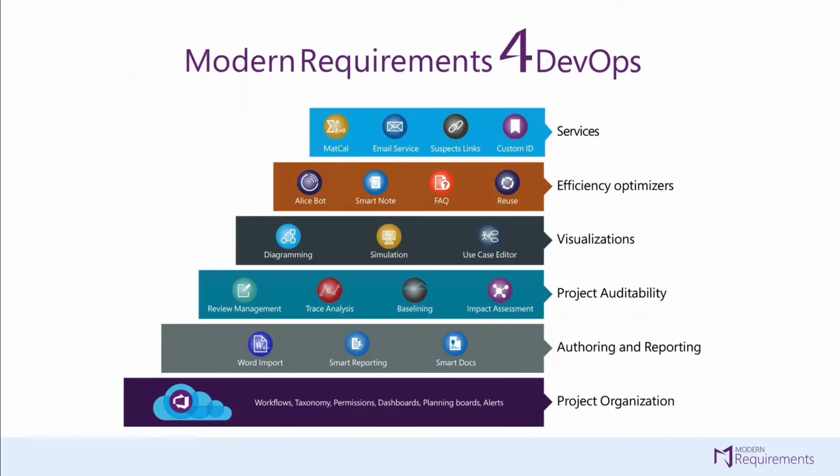Our tool has several layers of functionality, as shown in this slide, and modules like Smart Docs, Smart Reporting, Review Management, Trace Analysis, Baselining, FAQ, and MatCal can all be used in support of the automated management of risks in Modern Requirements. The MatCal feature that's shown at the top of this slide was released mid last year, and it is available in our Enterprise and Enterprise Plus license editions.